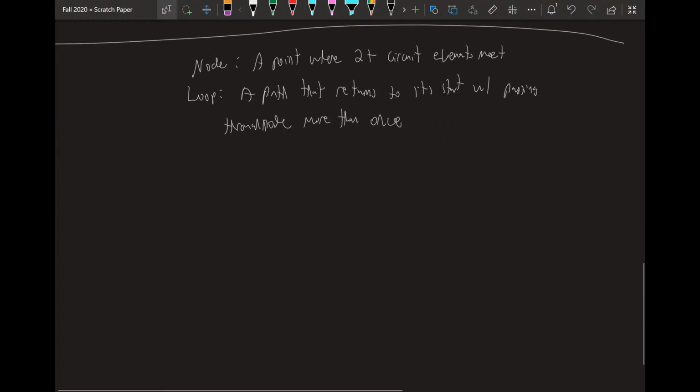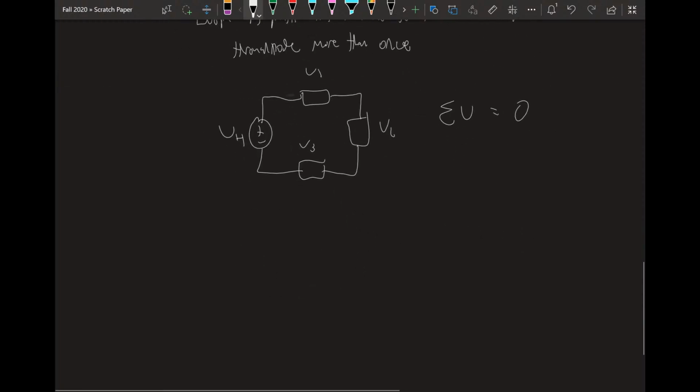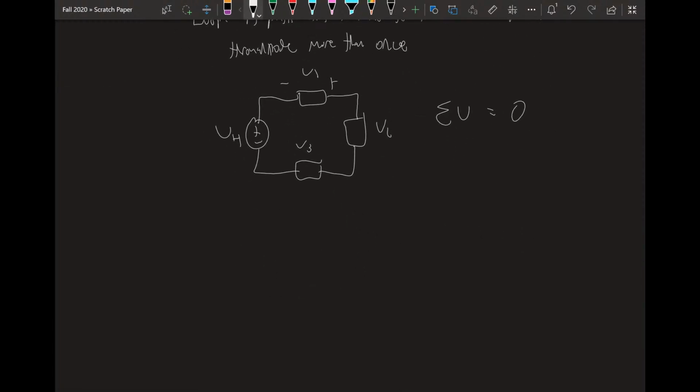Okay, so KVL says if you have some sort of loop, some voltage source, some voltage drops, then the sum of the voltages around the loop, all of them, equals 0. You have to return to the same starting point, and you have to use a sign convention too. For example, if there's a voltage rise here and a voltage drop here, they have opposite signs. The convention I use is that voltage rises are negative and voltage drops are positive.